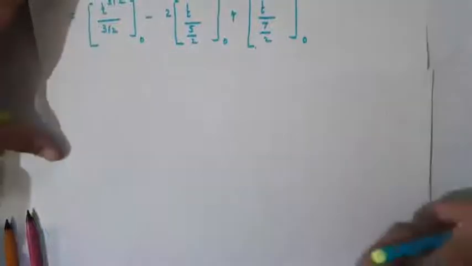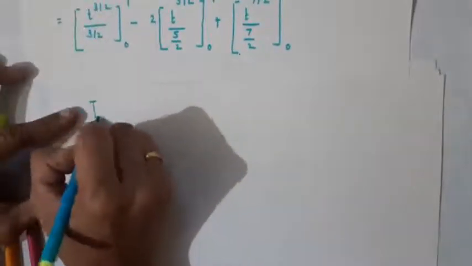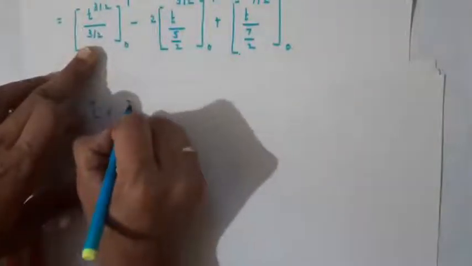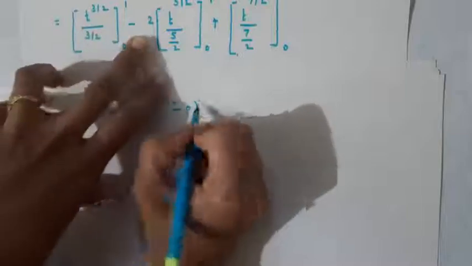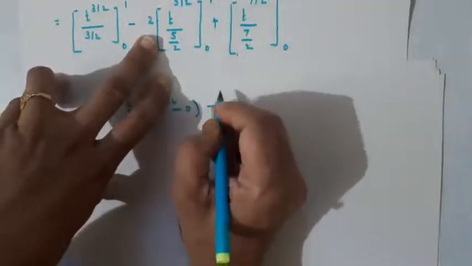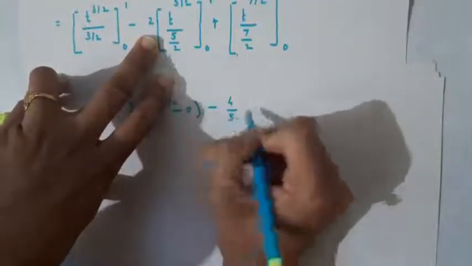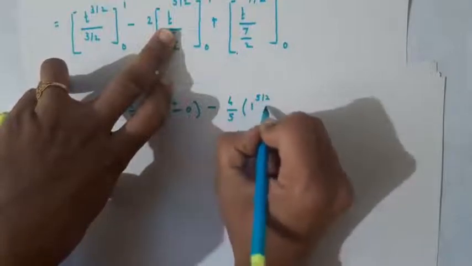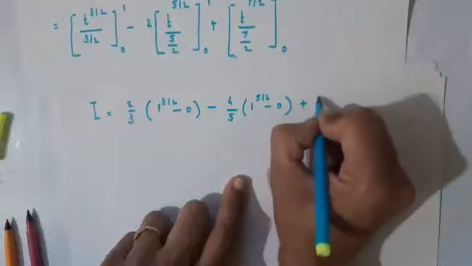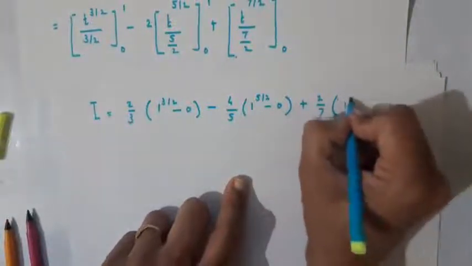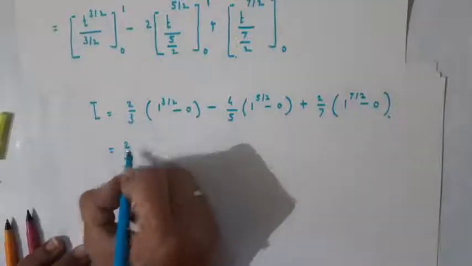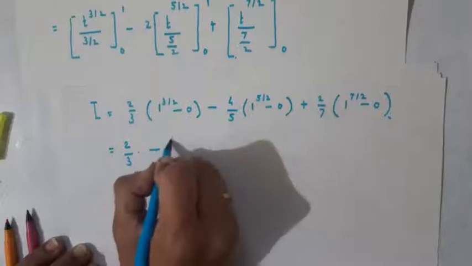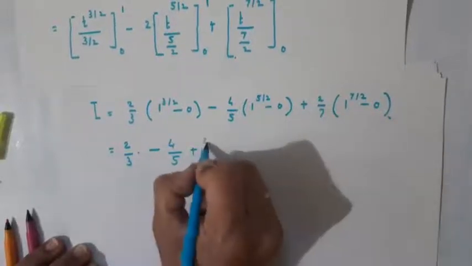The calculation is that integration I equal to this 3 by 2 is 2 by 3, upper limit, that is 1 raised to 3 by 2 minus 0, minus this is 4 by 5, and t raised to means 1 raised to 5 by 2 minus 0 raised to 5 by 2 is 0, plus 2 by 7, 1 raised to 7 by 2 minus 0, and this is equal to 2 by 3 into 1 minus 4 by 5 into 1 and plus 2 by 7 into 1.